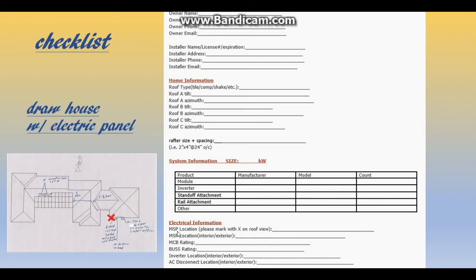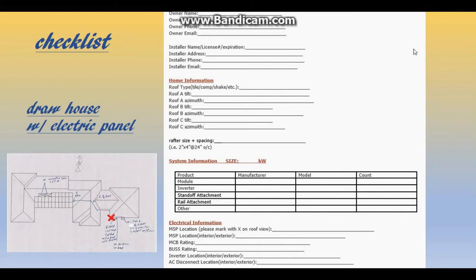This is about the main service panel, MSP. The location marked with an X on the roof, as we did. And is it inside the home or outside the home? They like to know that. The main circuit breaker, the big breaker at the top of the main service panel. And the bus. The bus is the big metal bar going down.